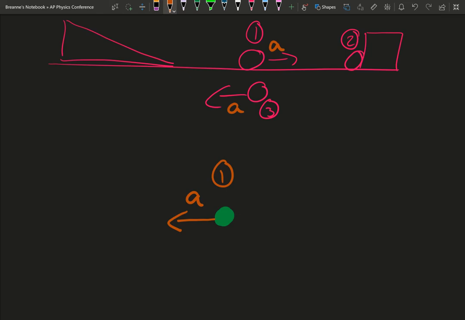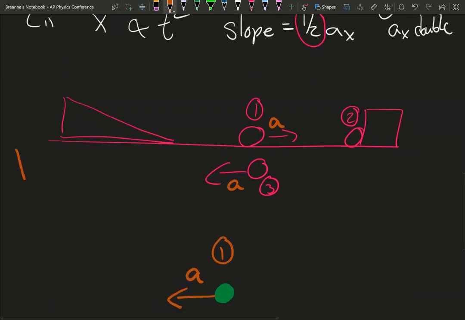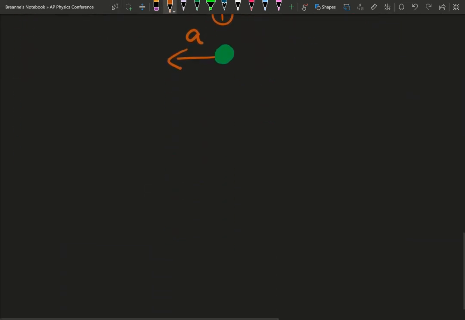Part DII says, during the time the object is in contact with the wall, is the magnitude of the acceleration greater than, less than, or the same as it was while it was rolling down the ramp? So this was DI. Now we're going to be doing DII. So the correct answer is greater.